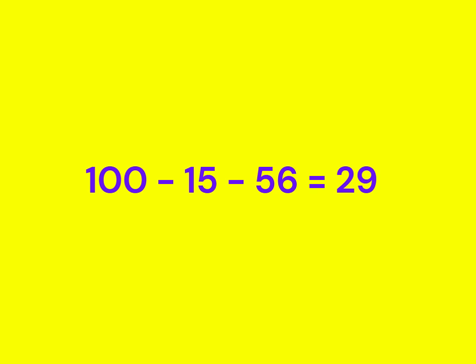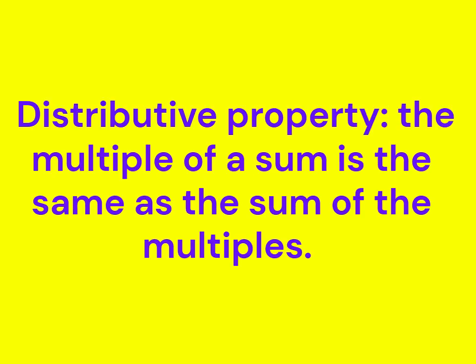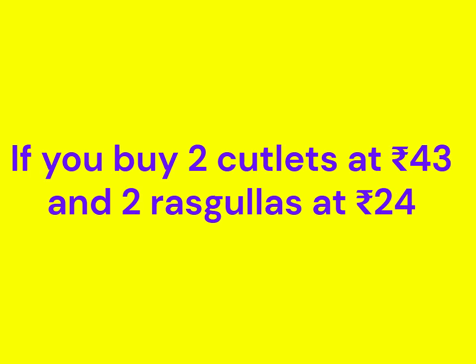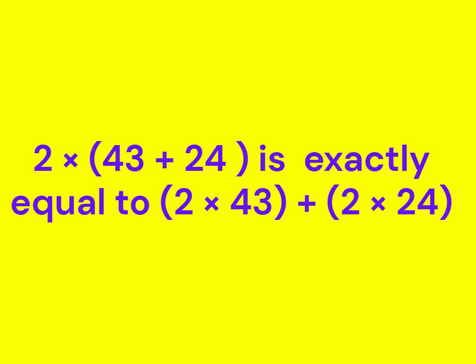Lastly, remember the distributive property. The multiple of a sum is the same as the sum of the multiples. If you buy 2 cutlets at 43 rupees and 2 rasgullas at 24 rupees, 2 times (43 plus 24) is exactly equal to 2 times 43 plus 2 times 24.